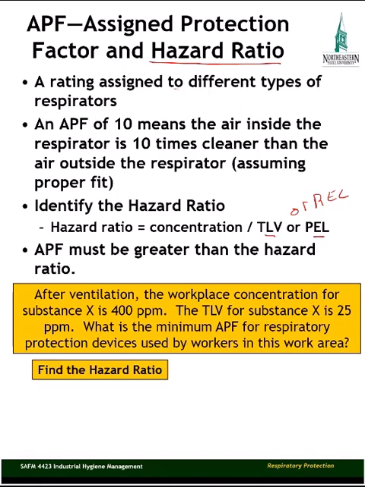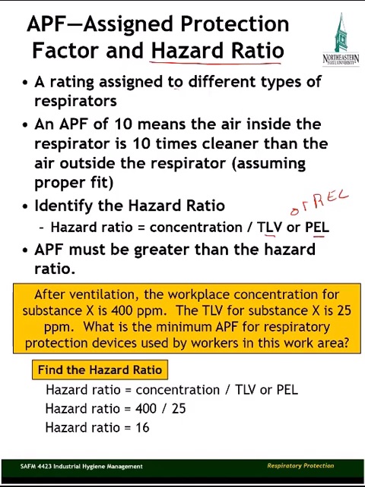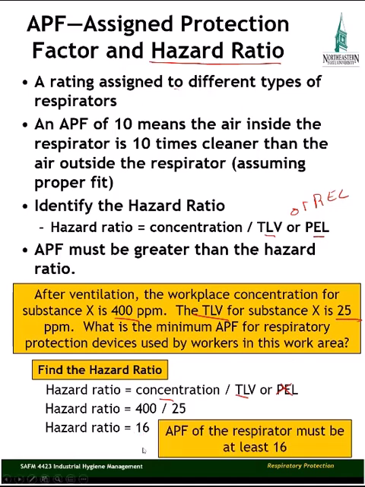So we need to calculate our hazard ratio. And hazard ratio is the concentration divided by the TLV in this case. Again, we're using a TLV. So concentration is 400. The TLV is 25, so 400 divided by 25 gives us a hazard ratio of 16. The APF of the respirator must be at least 16.